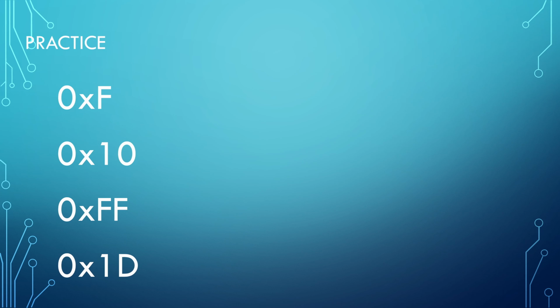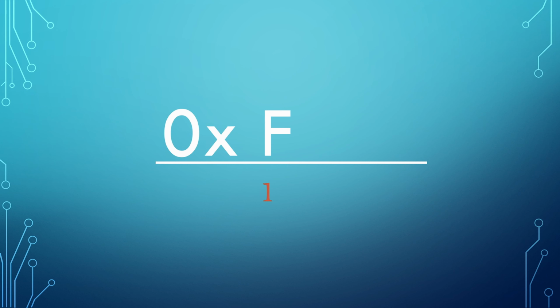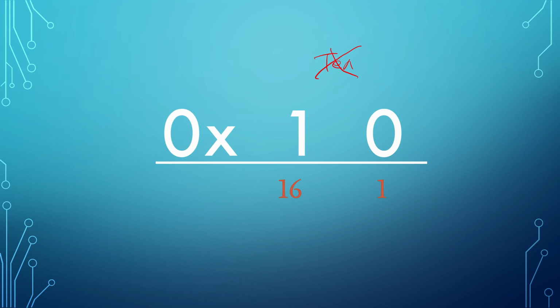Let's do some more practice and see how this really shakes out. Well, 0xF, we already had that, so that's 15, easy enough. What about this? 0x10. This is not 10. It's not 10. It is 16 times 1, which is 16, and 0 times 1, which is 0. And then we get 16 plus 0, that gives us 16. So that's our answer.